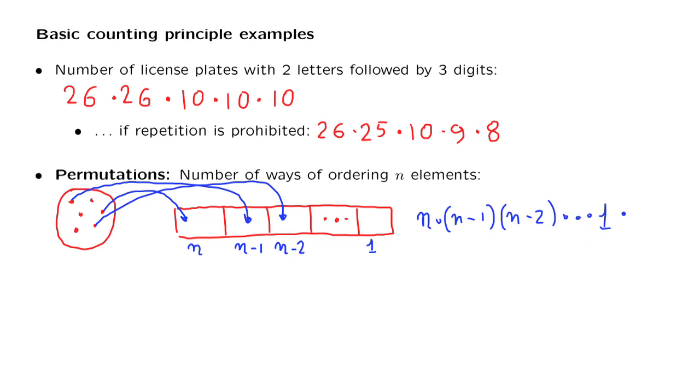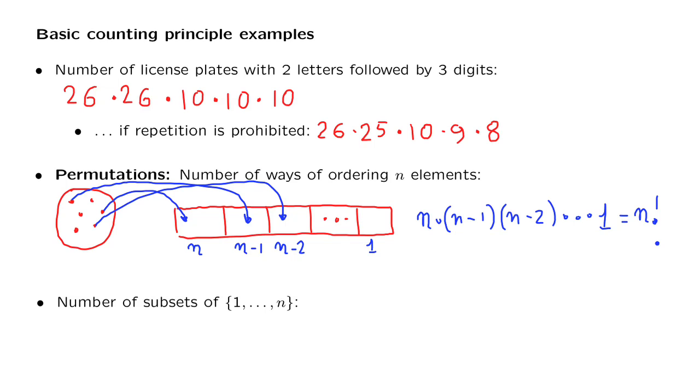And this product we denoted as a shorthand this way, which we read as n factorial. N factorial is the product of all integers from 1 all the way up to n, and in particular, the number of permutations of n elements is equal to n factorial.